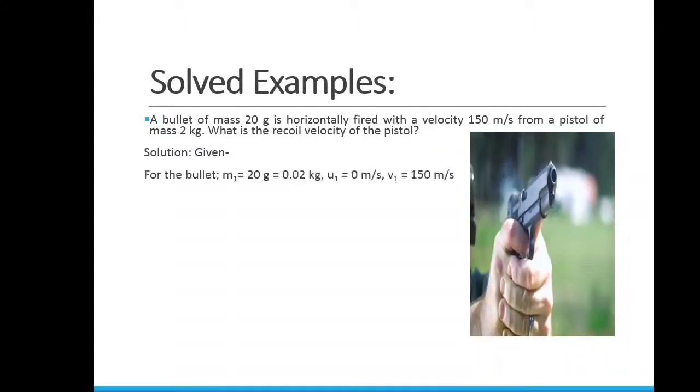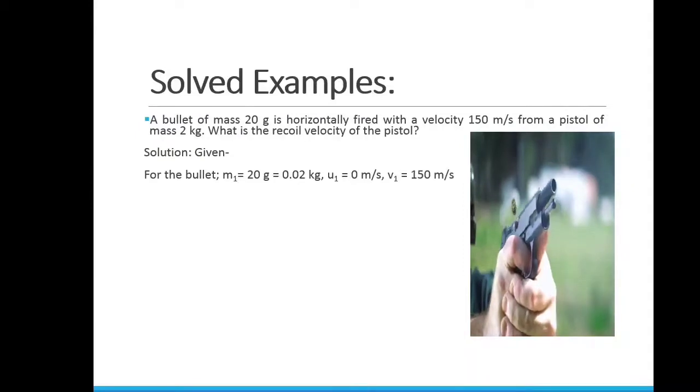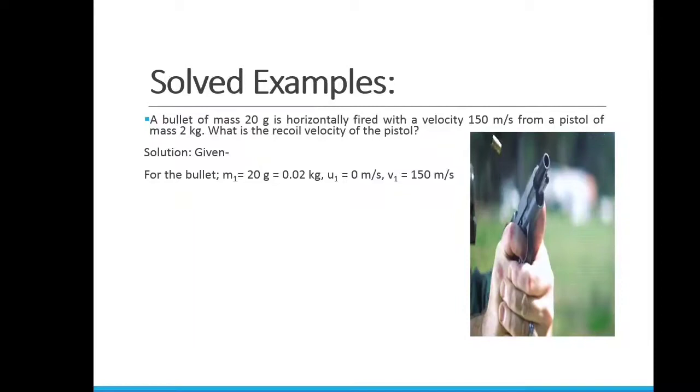So, the solution. First, let us consider the bullet. Here we have two bodies, one is the bullet and the other is the pistol. Both have different masses and both have different initial and final velocities. So here we can apply the law of conservation of momentum to solve the problem.